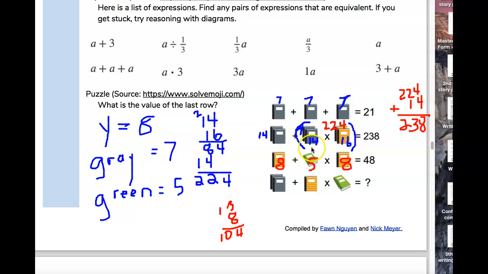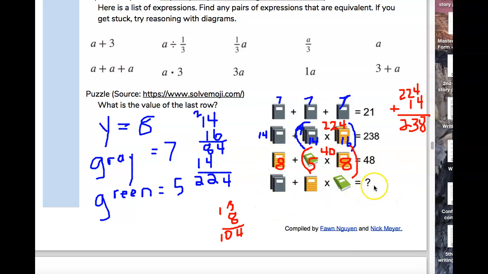But if we go by order of operations, which is what we need to do, and we do the 5 times 8 first, we get 40, and then 40 plus this 8 is 48. That's why order of operations is so important.